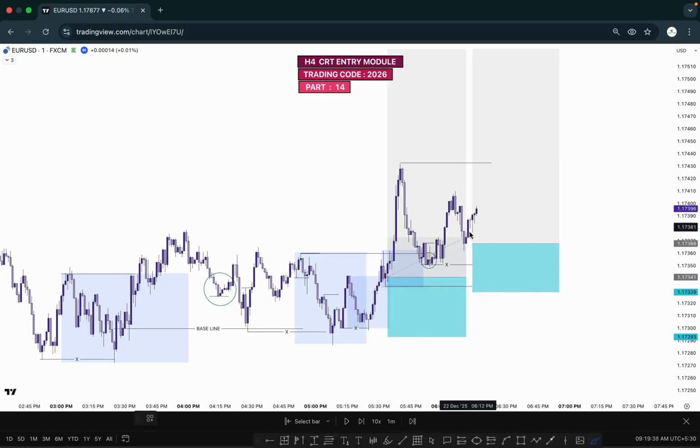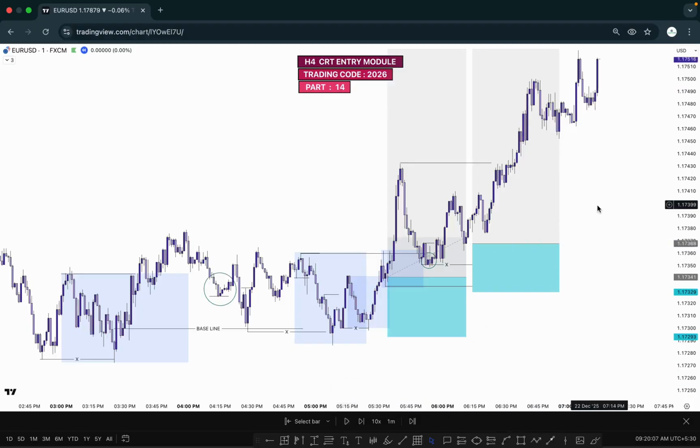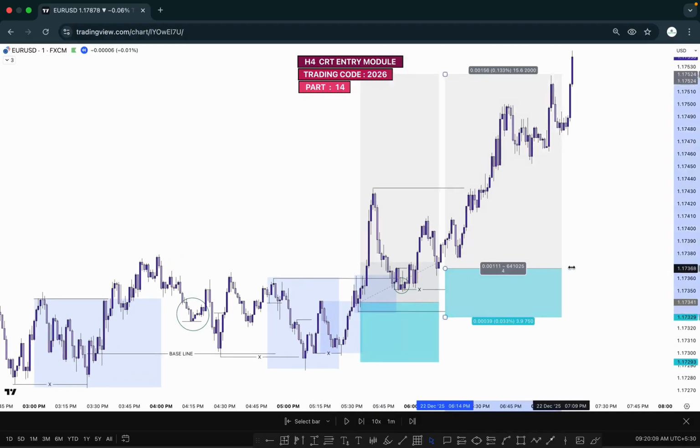So below this low, if the market creates any kind of bullish structure here, we can get one more entry, and we can add multiple positions here to buy to the upside. Let's see what happens next and how price reacts. In this case, we can see the market did not create any kind of bullish opportunity, and what happened later? The market hit our take profit right here.